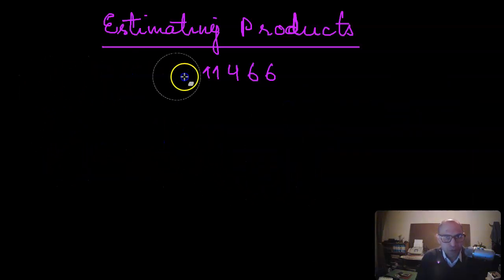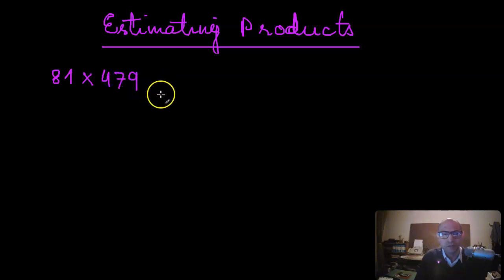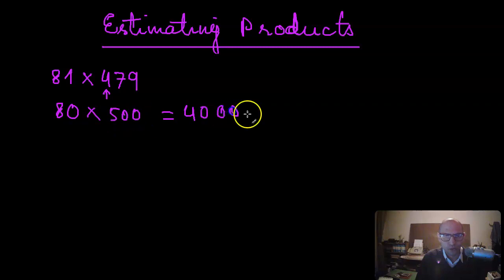Another example would be 81 times 479, right? Again, the largest place value over here is the tens place value, so I'm going to round to the tens place value. I'm going to write 81 as an 80. And 479 rounded to the hundredths place value would be a 500. And then 8 times 5 is equal to 40, and then I have 3 zeros over here, that's 40,000, right?